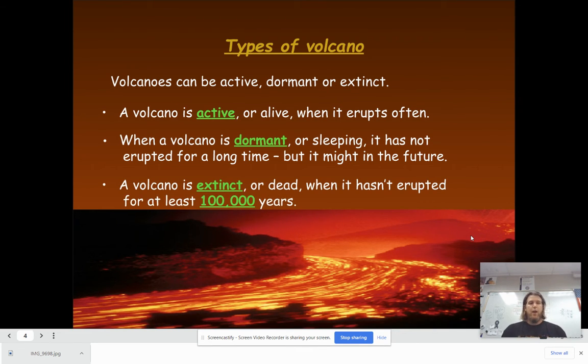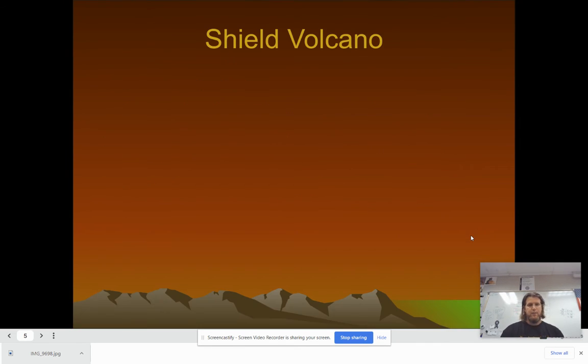So we also have extinct volcanoes, but in order to qualify as an extinct volcano, it has to be sort of dormant or non-eruptive for 100,000 years. So that's a long time. So once it hits that mark, it is considered to be extinct.